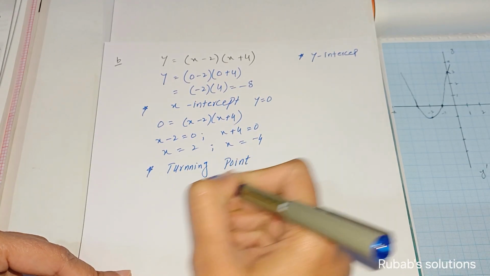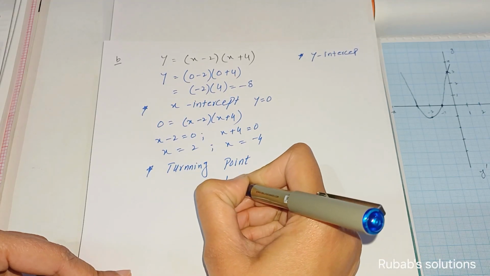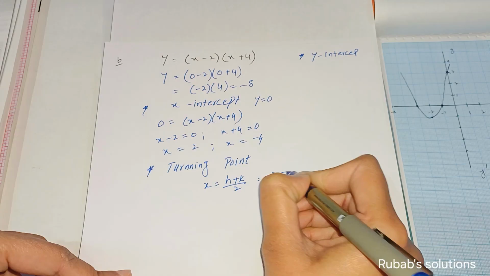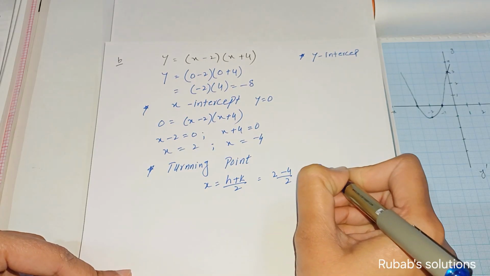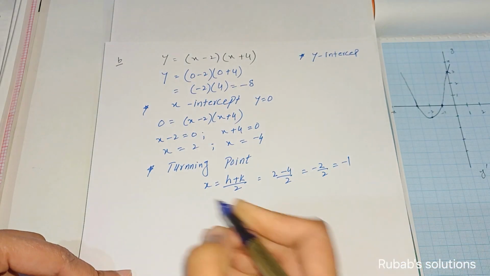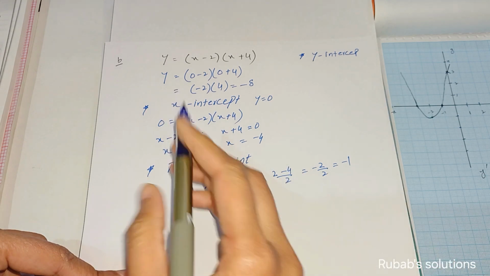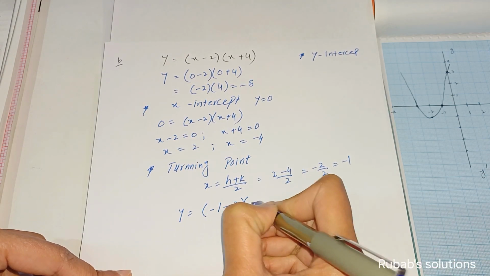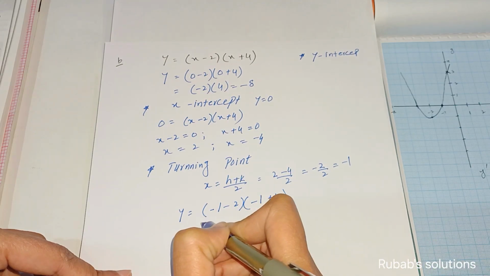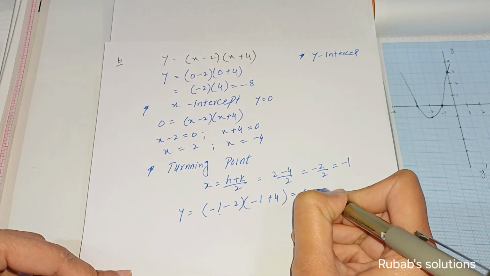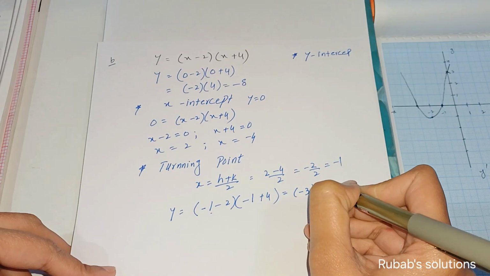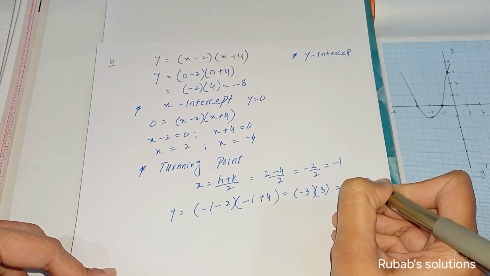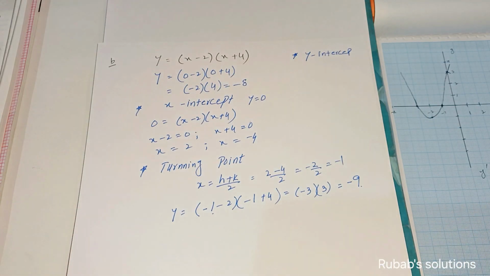For the turning point, for the x coordinate it is h plus k divided by 2, that is 2 minus 4 divided by 2, it is -2 divided by 2, so the answer is -1. And for y I have to put this value in my given equation. It will be (-1 minus 2)(-1 plus 4). So from here it is -3, and from the other side it is +3. So the answer is -9. So I got the 3 points.